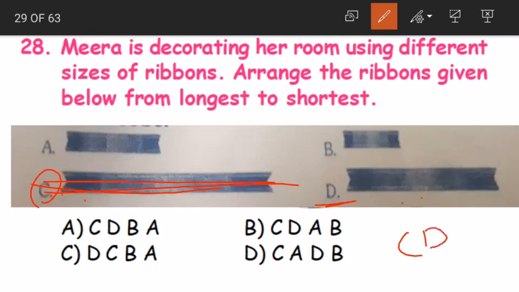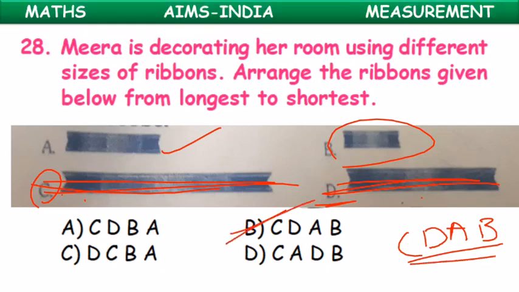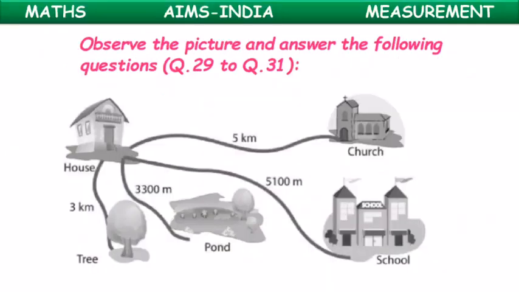D. So next comes D. So this is also done. Now among A and B, which is the longest one, children? A. So A comes next, and then lastly the shortest one is B. So the arrangement of the ribbons from the longest to shortest is C, D, A, B. That is option B.